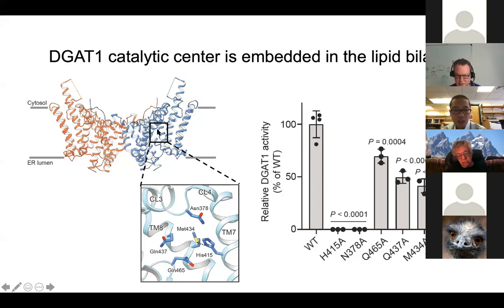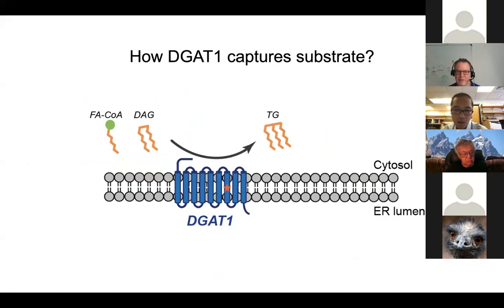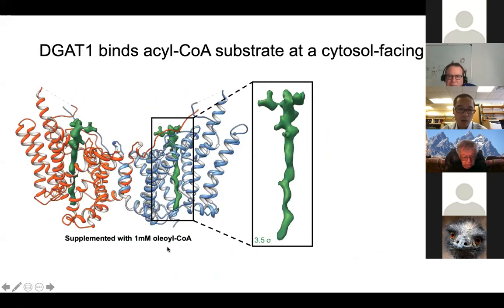So now we have a good idea about the structure of DGAT1 and the active center in the membrane. The next question is how DGAT1 captures two different substrates. We first focused on the fatty acyl-CoA substrate. To do this, we incubated our purified enzyme with 1 millimolar oleoyl-CoA, which is a preferred acyl donor substrate.